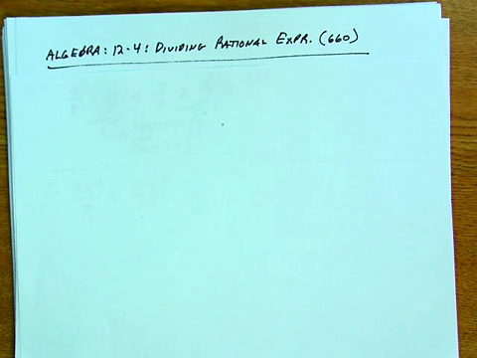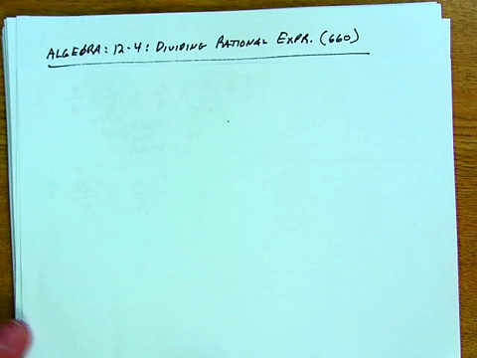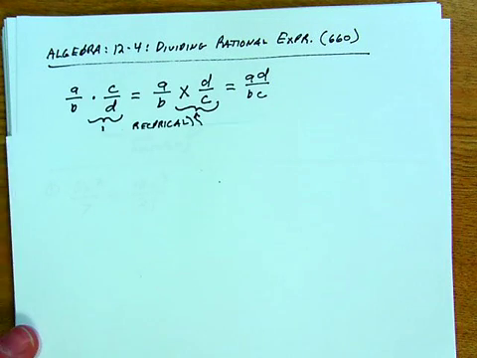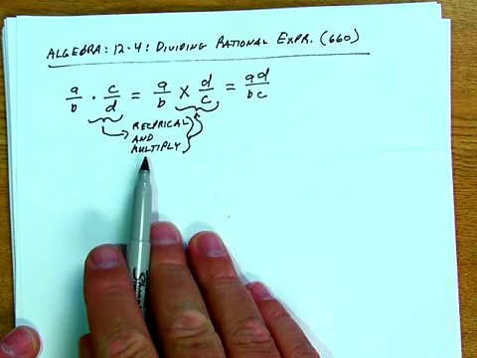Okay, let's go over lesson 12.4, page 660 in your book, dividing rational expressions. Dividing rational expressions, just like we learned yesterday, it's really just a multiplication problem. All you have to do, remember, is reciprocal and multiply.